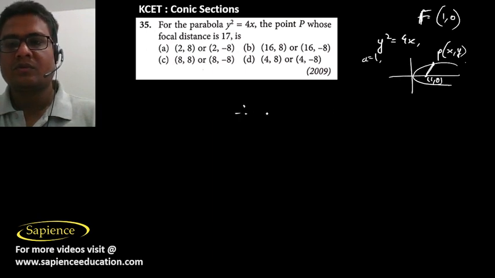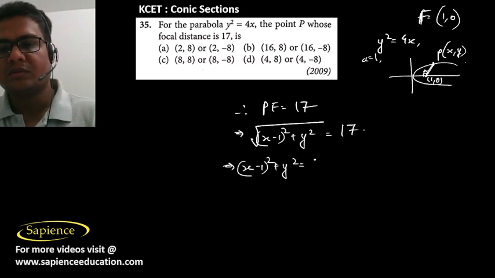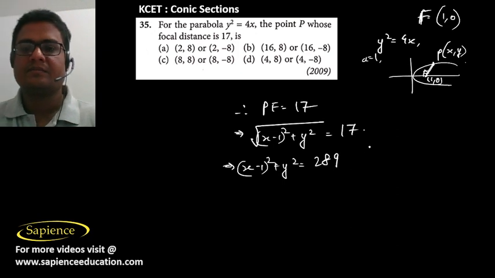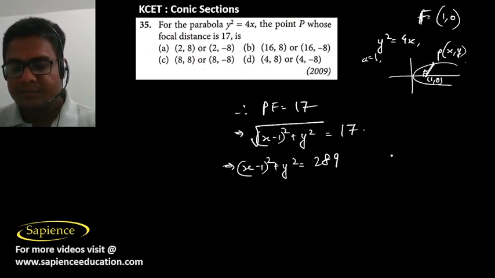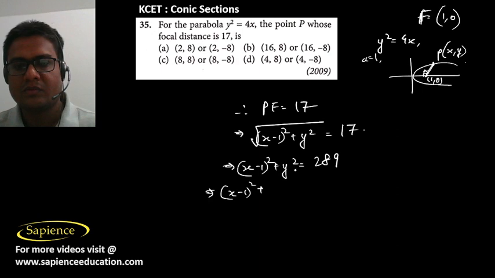So therefore it is told that the length PF should be equal to 17. So length PF will be square root of (x minus 1) whole square plus y square, that is equal to 17. So it means that (x minus 1) whole square plus y square is equal to 17 square, that is 289. Okay. So then we can say that (x minus 1) whole square plus y square is 4x, so this is equal to 289.